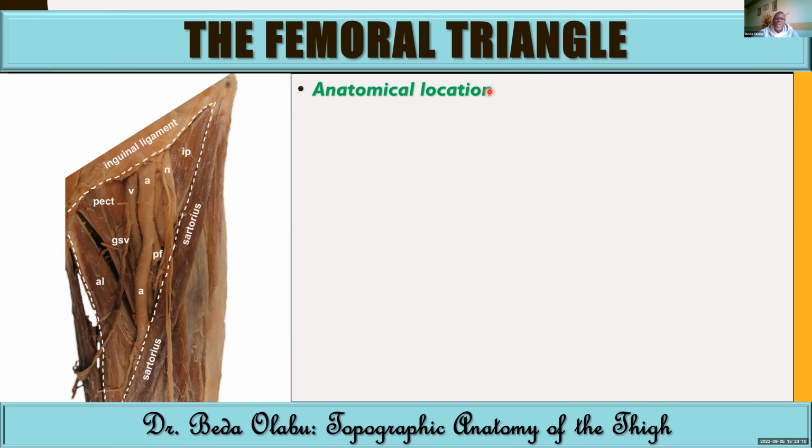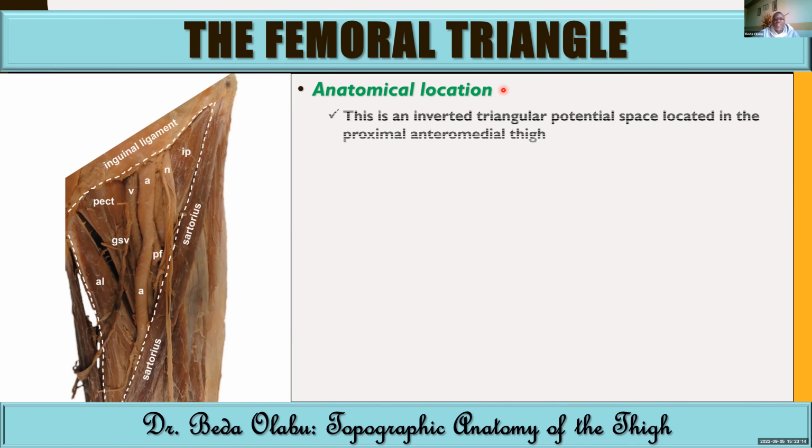The femoral triangle, as the name suggests, is a triangular space. It is located in the proximal part of the anteromedial thigh. It's an inverted triangle, so the base of the triangle is superior. The apex of the triangle points inferiorly. This image captures the location of the femoral triangle, with this being the abdomen. So this is the thigh, this is lateral, this is medial.